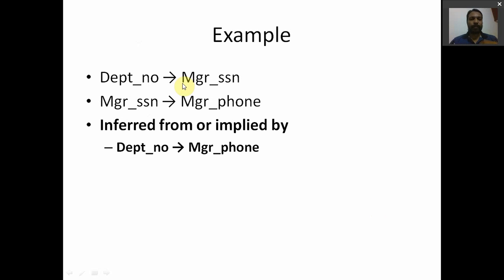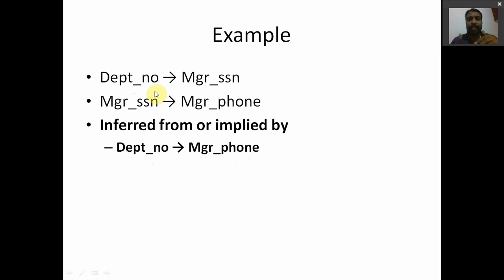For example, we know that the manager SSN is dependent on department number, or department number functionally determines manager SSN value. And we know that manager phone is dependent on manager SSN. So from these two functional dependencies, this is our F, we can infer a new functional dependency, department number to manager phone.